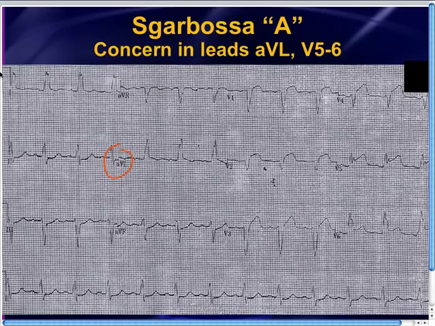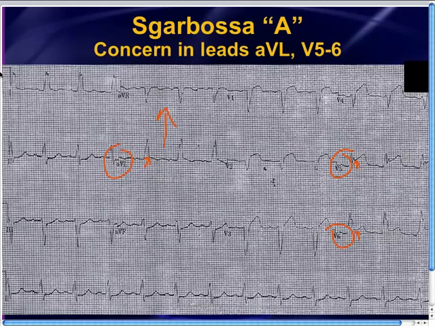So, take a look at lead AVL, V5, V6. QRS complex points upwards, and the J point is about 1.5 millimeters, or about 1 millimeter above the baseline. Take a look at lead V5 and V6. QRS points upwards, the J point is way above the baseline. QRS points upwards in V6, J point way above the baseline. So ST segment elevation in the same direction. This is a no-brainer. STEMI, this patient's going to the cath lab.